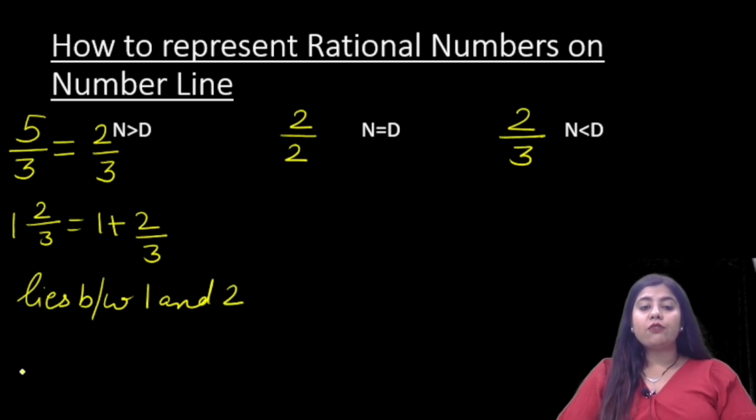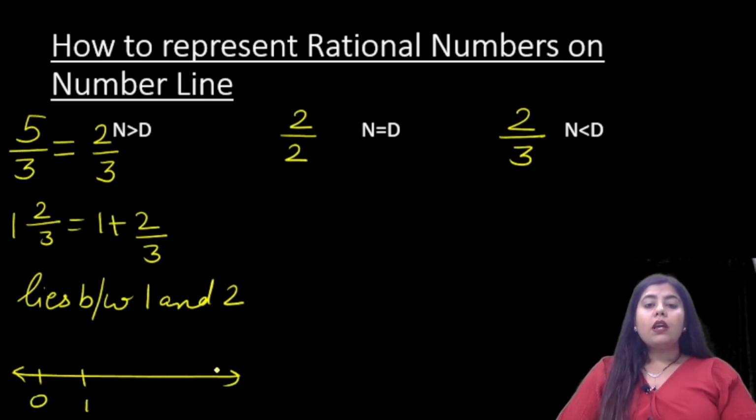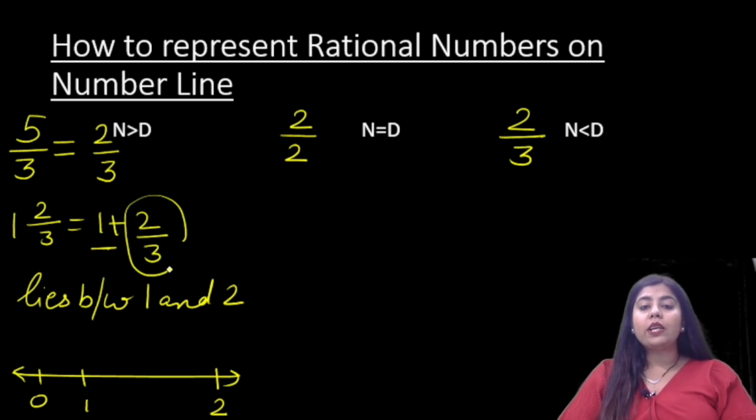When we have to represent it on the number line, suppose we take 0, then we have 1, and then we have 2. Now this lies after 1, so after 1 we have to take 3 parts. As the denominator is 3, it means we have to take 3 parts. Now I am dividing it into 3 parts: first part, second part and third part.